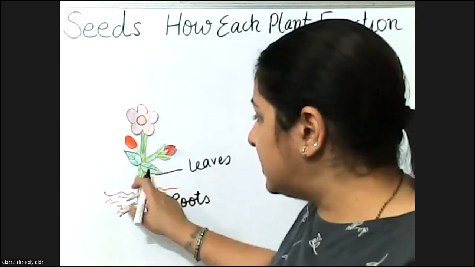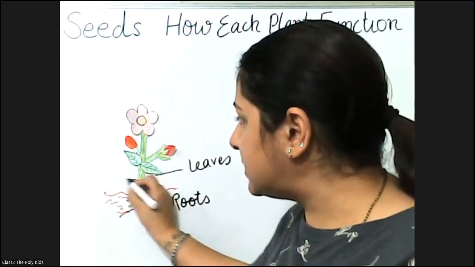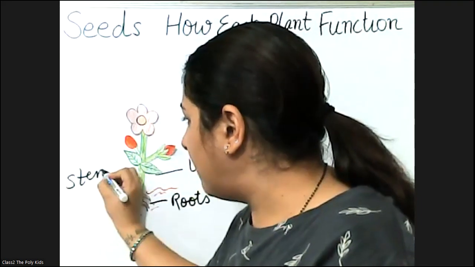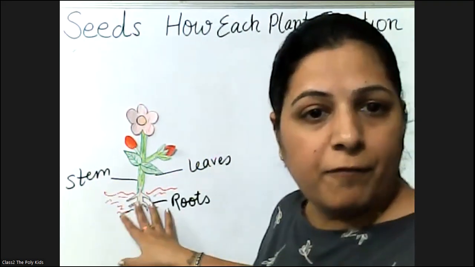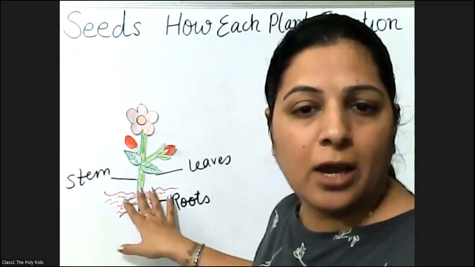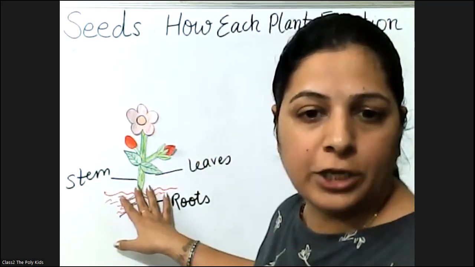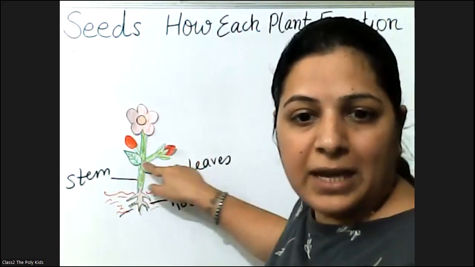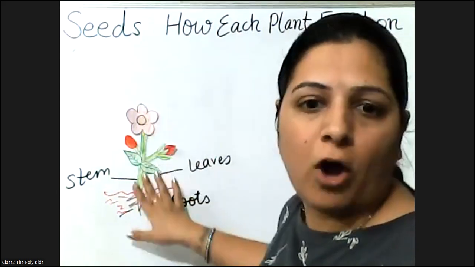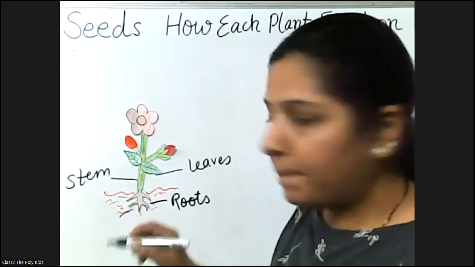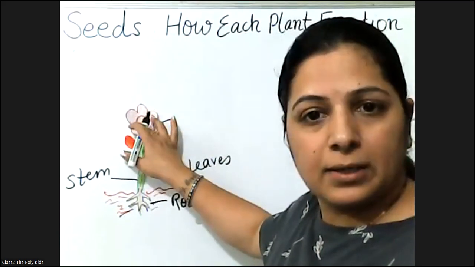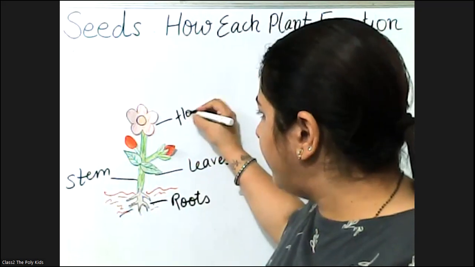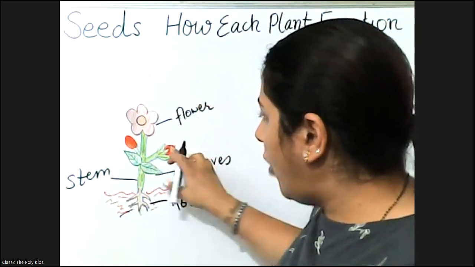Okay? Now what is this? This green part, what is this? Ma'am, stem. Yes, this is stem. Now what happens? From roots, all the food and nutrients are passed through stem. Then leaves, they prepare food for the plant. What is this? हर पार्ट को पानी देता है. फ्लावर. This is a flower. What is this?